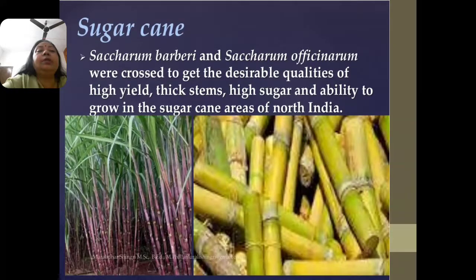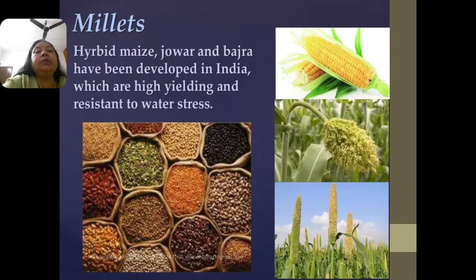In case of sugarcane, Saccharum barberi and Saccharum officinarum were crossed to get the desirable qualities of high yielding, thick stem. One is from North India, another is from South India, having high sugar and the ability to grow in the sugarcane areas of North India. So a variety of sugarcane is developed by hybridization.